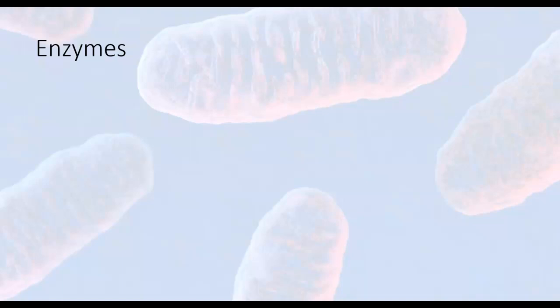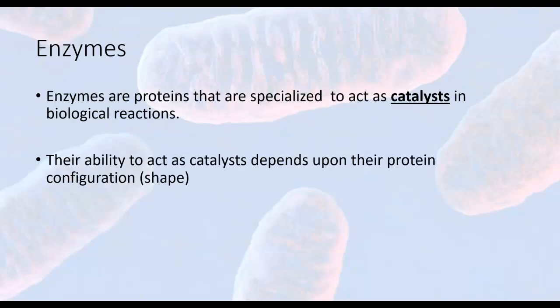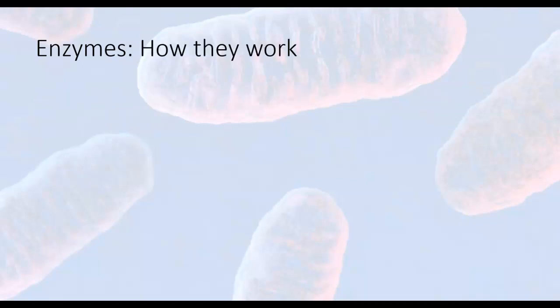Okay, so let's define what enzymes are. Enzymes, we talked about this last time, are proteins that are specialized to act as catalysts in biological reactions. Again, catalysts speed up metabolic reactions. We need them in order to be efficient human beings. Their ability to act as catalysts depends upon their protein configuration, so their shape. All right, well, let's talk about how they work.